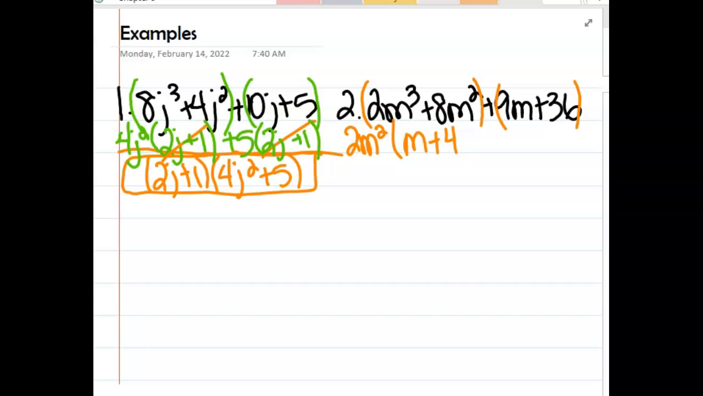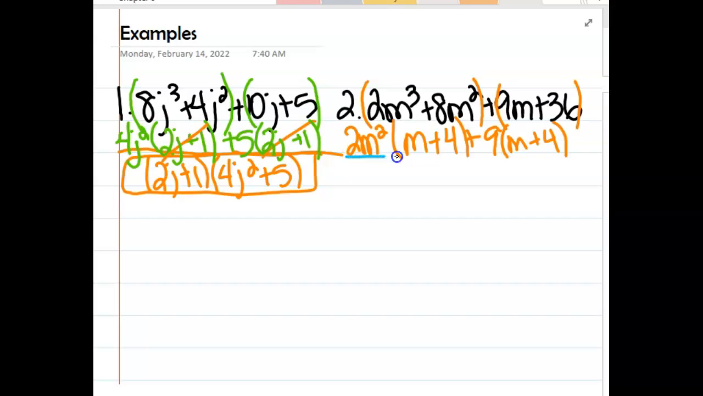4. And then I had m squared, but I factored out the m squared. So it's just the 4. Okay, I'm going to drop down the plus sign. 9m and 36, what do they have in common? A 9. I'm kind of thinking ahead here. If I did this correctly, I should get m plus 4 in here. 9 times what gives me 9m? And 9 times what gives me 36? See how it matches? Okay.